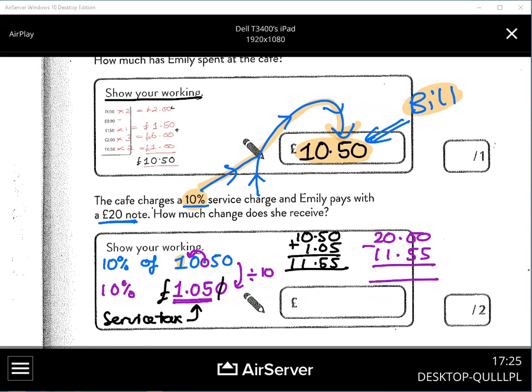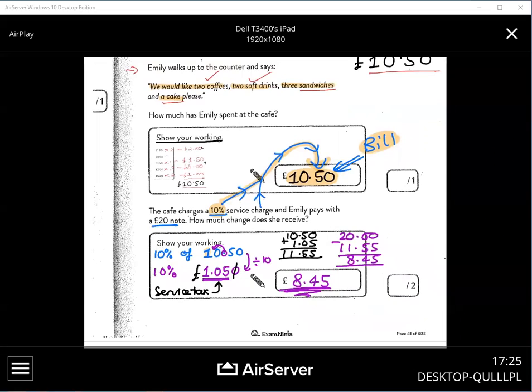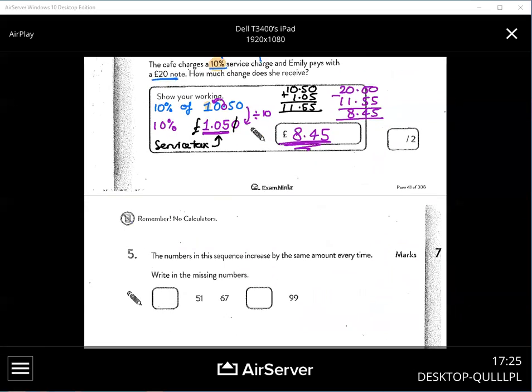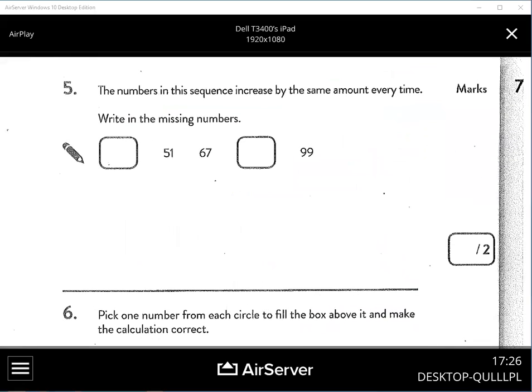Did you do the question like this? No. Okay, so £20 minus £11 is £9. £9 minus 55p will give you £8.45. So that is the amount of change that Emily will receive from £20. Done? Okay, thank you for that.